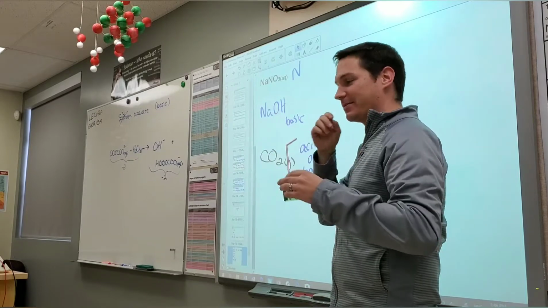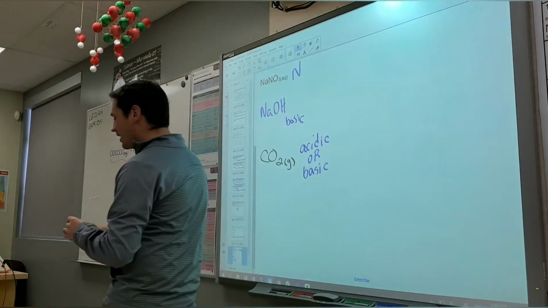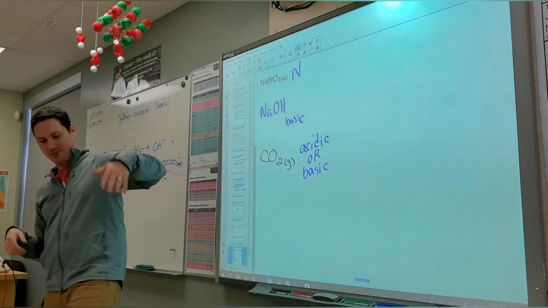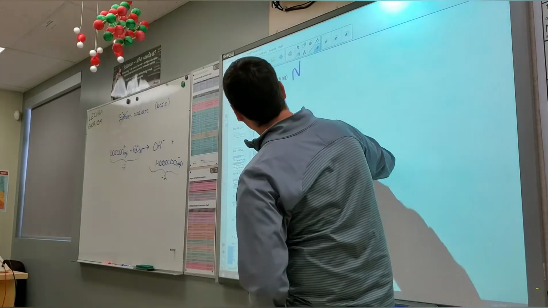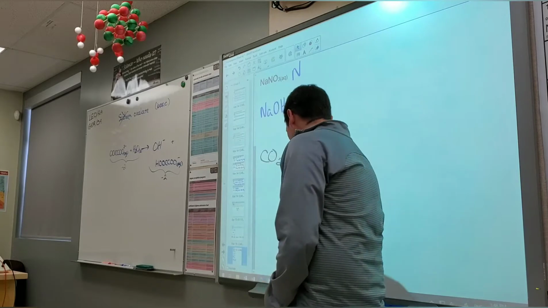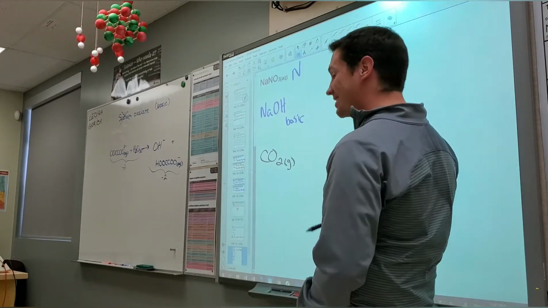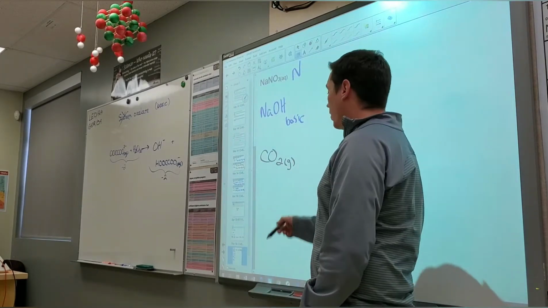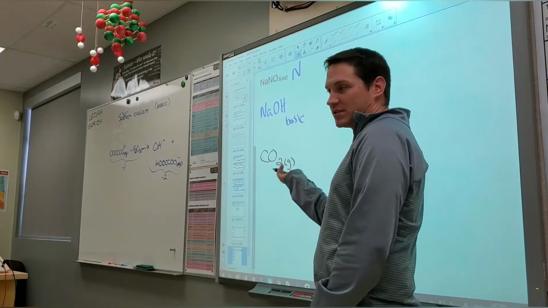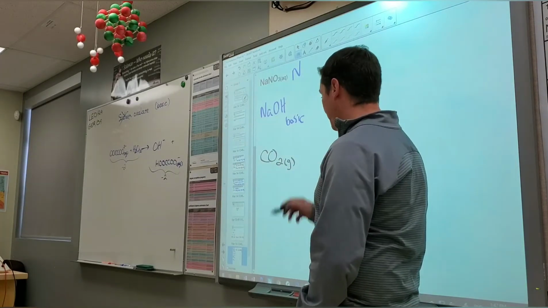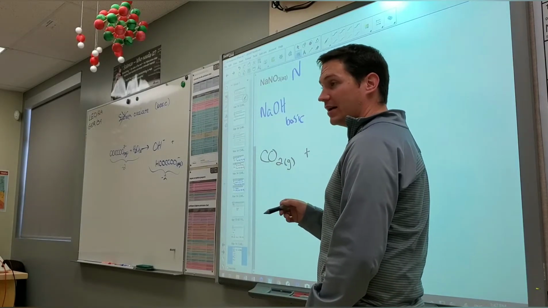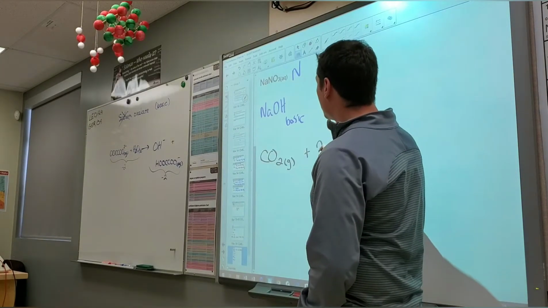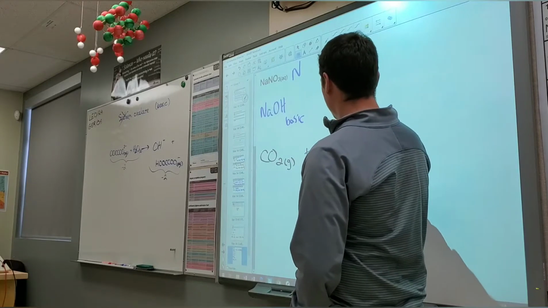Is it acidic or basic? It's acidic! It's getting more and more yellow-ish. Okay, so this thing is definitely acidic. So let's write that this thing makes something, right? What does carbon dioxide react with? Because it's a non-metal oxide, it's got to react with 2 waters.